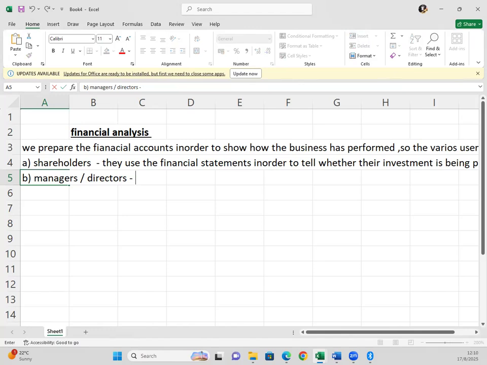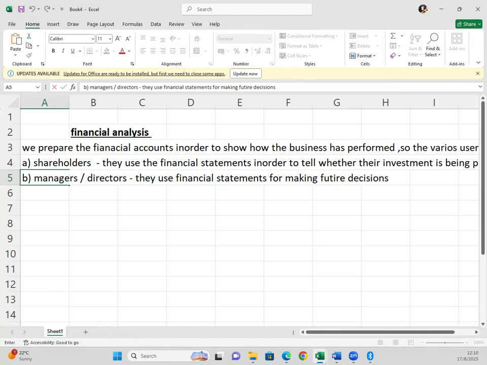So kana company ikanzi maybe last year takaita loss, vakuona maoperator atakaita vaona kuti what should we not do zvatakakanganisa last year, so that next year we don't repeat the same mistake. So they make use of the financial statements so that they make future decisions. So the managers or directors, they use the financial statements recorded for making future decisions.